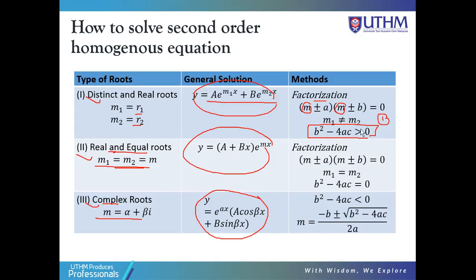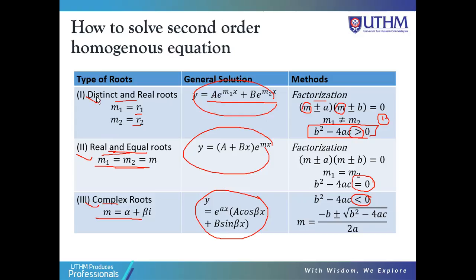Solve this first, and then if you find b square minus 4ac is larger than 0, that means the roots are distinct and real. If you solve this and it equals 0, that means your roots are real and equal. For complex roots, when you solve this one, you get less than 0, so you know the roots are complex. If this value is larger than 0, you know the roots are distinct and real.